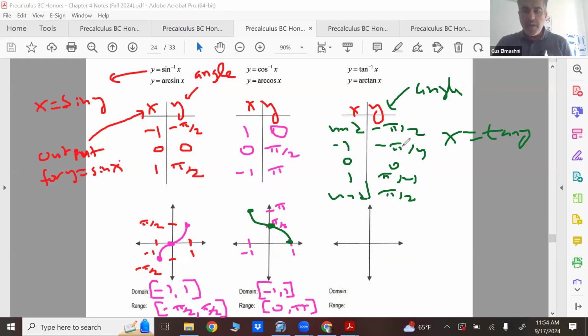Everything switches. So it's a little funky, but it's going to look like this. So undefined for x means it's actually going to be a horizontal asymptote. It's a little different. When it was undefined for y, we did vertical asymptotes. Now it's reversed. So you have to think of all this in reverse, hence the name inverse, right? 0, 0.